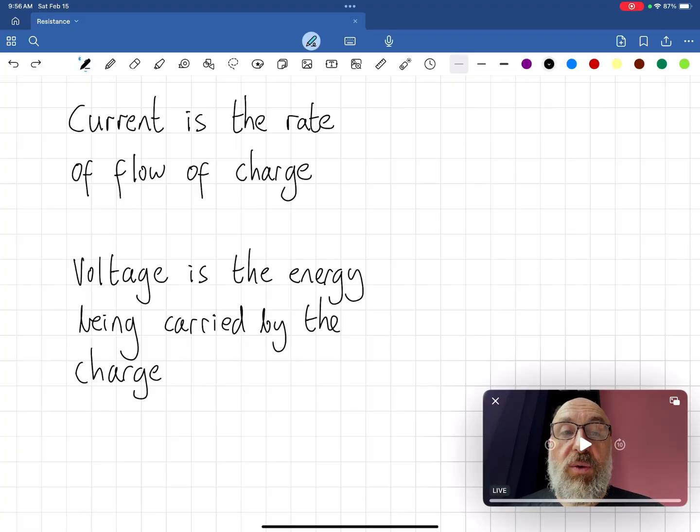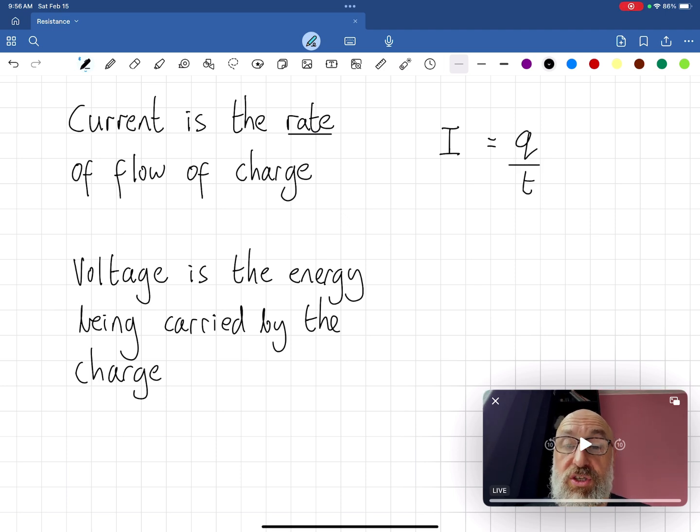In the last couple of videos, we looked at what we mean by current and what we mean by voltage. It's really important that you have a grasp of these before we move on to resistance. So we've said that current is the rate of flow of charge. So we can say here that electric current tells us how much charge passes a point every second. So we can write it as I equals Q over T.